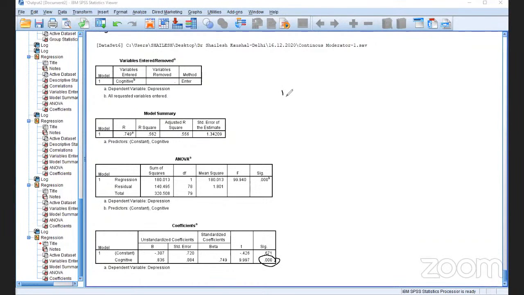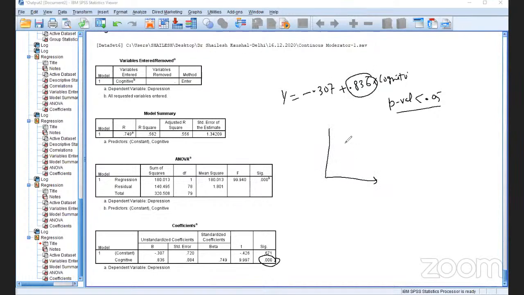And what is our equation? Y equal to minus 0.307 plus 0.836 into cognitive. And what is the p-value? P-value less than 0.05. It means significant. And what is the relationship? It is a positive relationship.